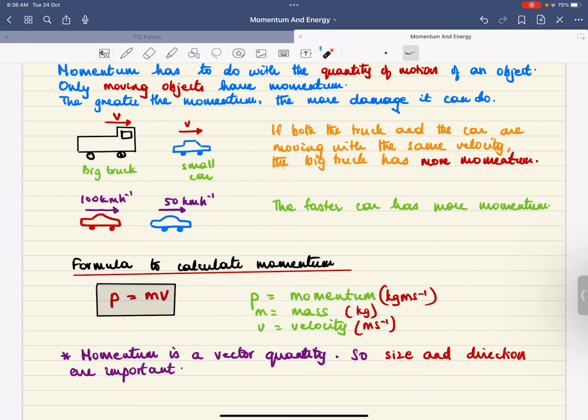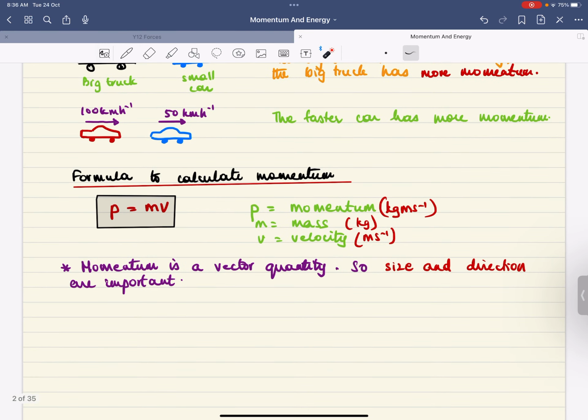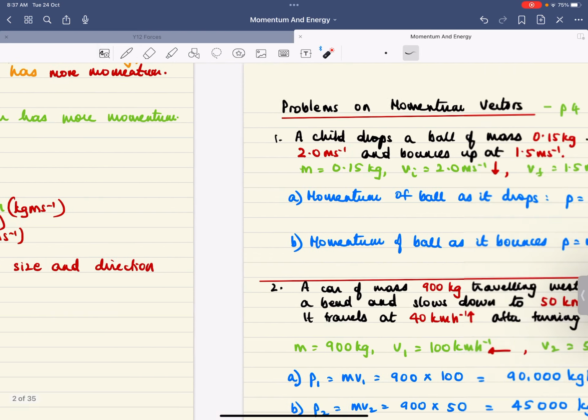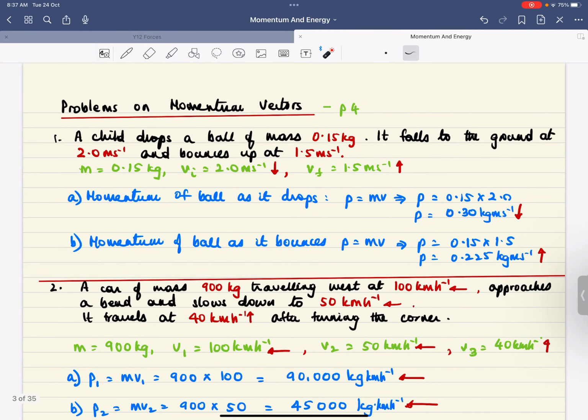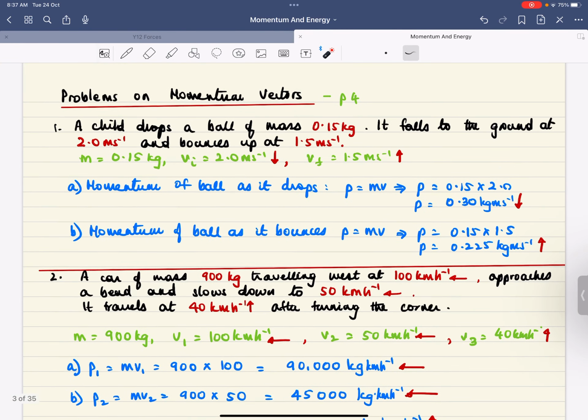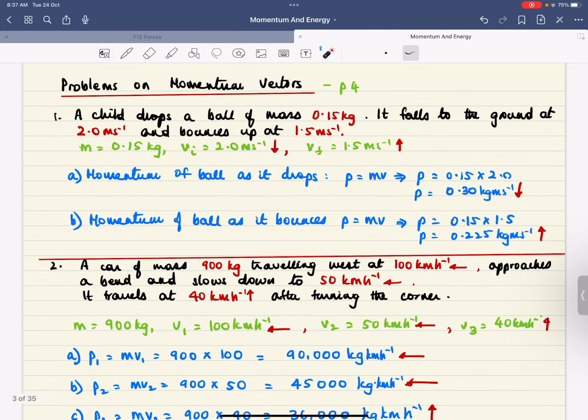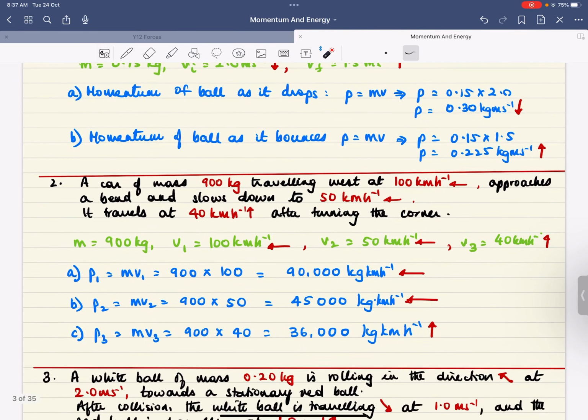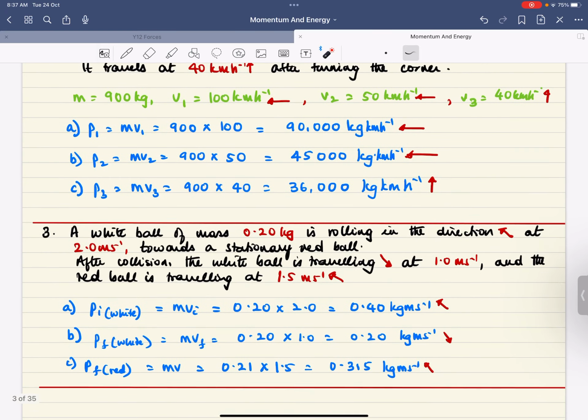Note I've used the word velocity and not speed because momentum is a vector quantity, so both size and direction are important while calculating momentum. The unit of momentum is the unit of mass times the unit of velocity, so it's kilogram meters per second. Now here are some questions on momentum that I've done, so you can take a look at the question, it's in black, and practice it and check your answer with what I've got.